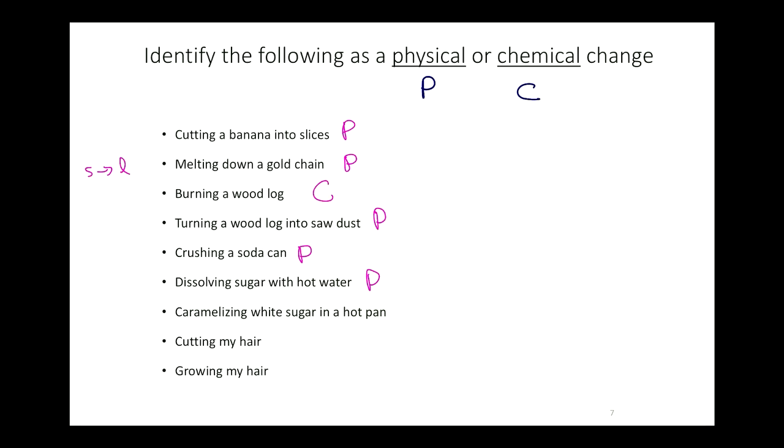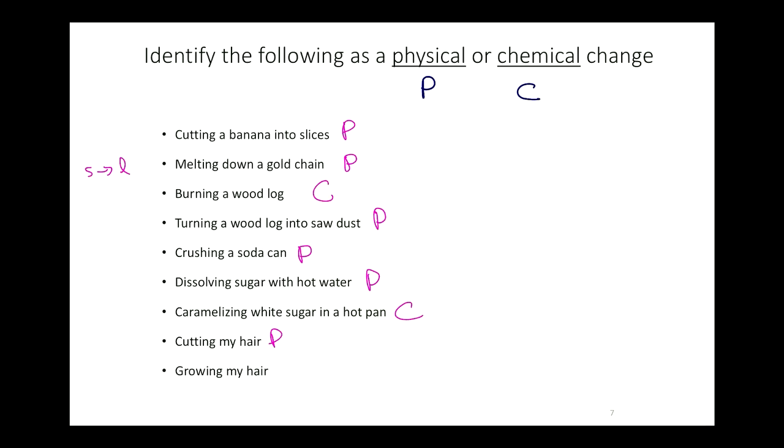But what about this? Caramelizing white sugar in a hot pan. That one is chemical. If you know anything about making caramels, maybe. I watch a lot of the Food Network. That one is a chemical change, because you're chemically changing the identity of that white sugar to a nice, delicious brown sugar where it's caramelized. And it's not reversible there. There's no amount of cooking for you to undo it. Okay, cutting my hair. Physical. Growing my hair.